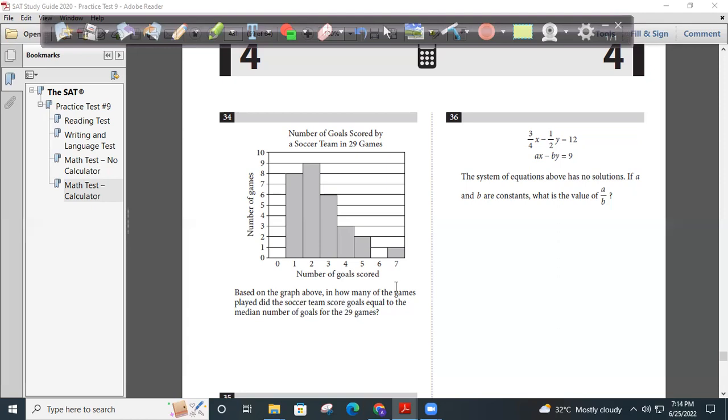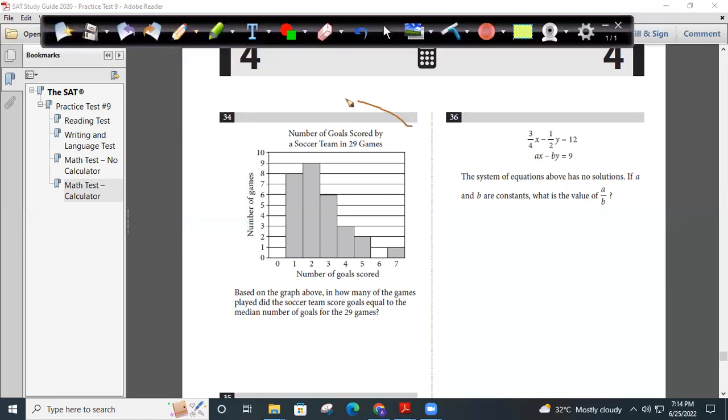Please do focus on the questions and do them. Then if I explain the concepts, you can understand it better. You'll not make mistakes. Then I'll make you solve actual questions. So they're asking what is the median for this given data? Number of goals scored by a soccer team in 29 games. This is the number of games. Based on the graph, how many of the games played by a soccer team scored goals equal to the median number of goals for the 29 games?